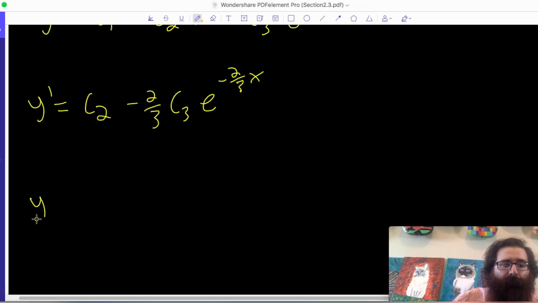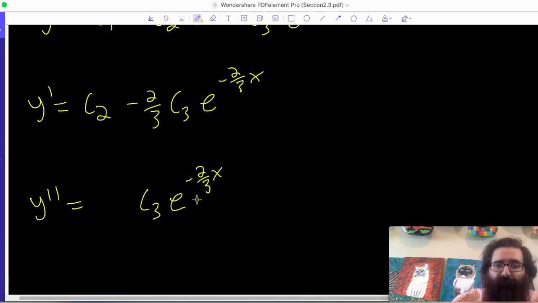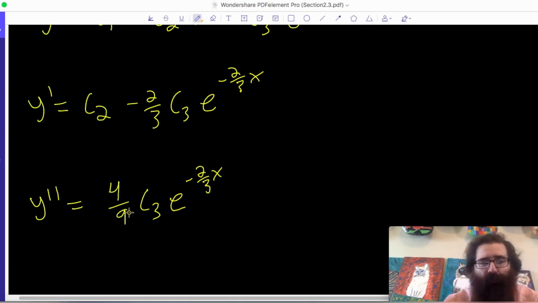And then for y double prime, derivative of c sub 2 is 0. But then here, differentiating this again, well, my coefficient comes along, so c sub 3 comes along, negative 2/3 comes along, but wait for it. We have e to the negative 2/3 x times another factor of negative 2/3 from chain rule. And that negative 2/3 times another negative 2/3 gives me a positive 4/9. So there's y double prime.